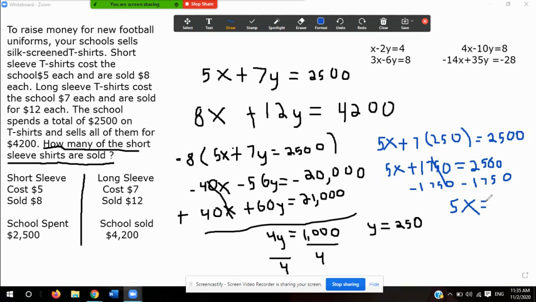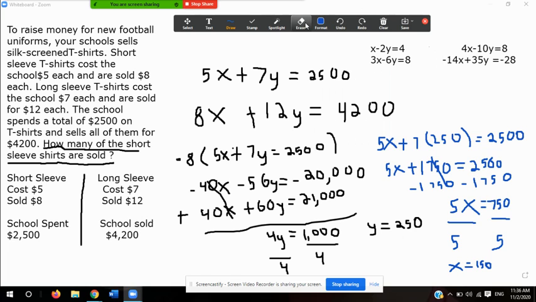So just to double check, when you subtract 2,500 minus 1,750, your answer is 750. So this would be 750. And the last thing I need to do is divide by 5. So I'm going to go ahead and divide this by 5. And when I do, x is going to equal 150. So this is actually my answer for how many short sleeve t-shirts were sold. There were actually 150 short sleeve t-shirts sold. And that's my answer for example number 3.